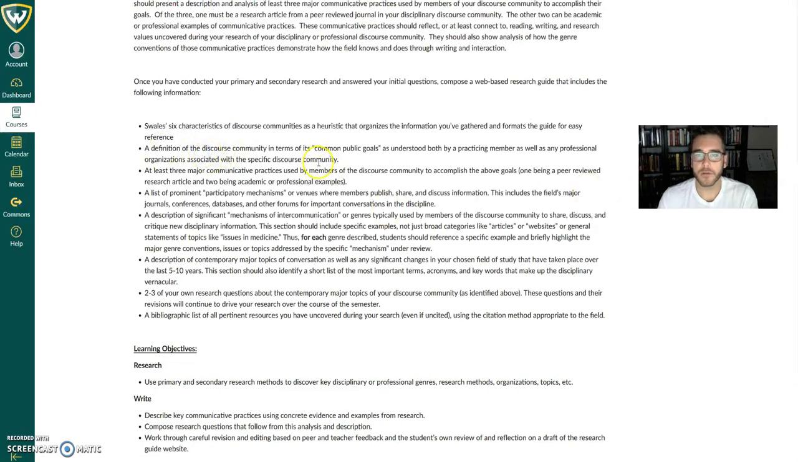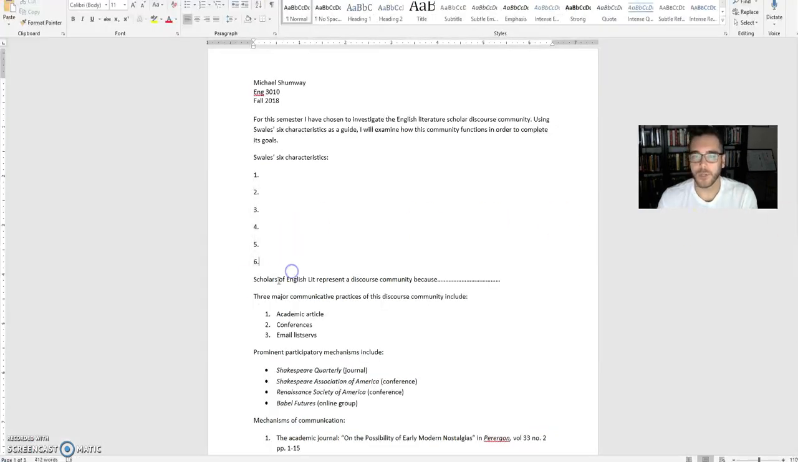Number 2, a definition of discourse community in terms of its common public goals. So essentially I'm defining my community as a discourse community, in which I would do right here, scholars of literature represent a discourse community because, and I would talk about how my community meets these 6 characteristics. Okay, so fill in the blank there.